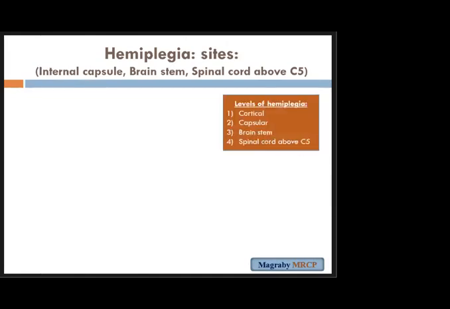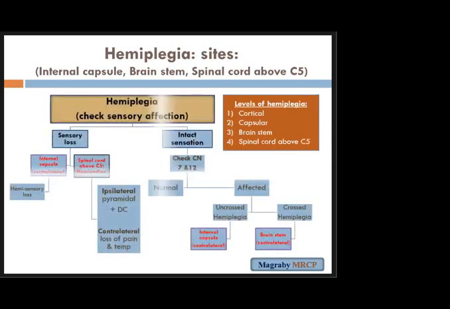Again, by another algorithm, I am trying to emphasize the same information just to make it easy for you. Same levels of hemiplegia: cortical area, internal capsule, brainstem affection, either midbrain, pons, medulla, and spinal cord lesion above the C5. Then checking of the sensation. What about sensory affection in the case of hemiplegia? If you have an intact sensation, go directly to check the cranial nerve affection, especially 7 and 12, as we mentioned before. If the cranial nerve affection is on the opposite side of the body, it's called crossed hemiplegia.